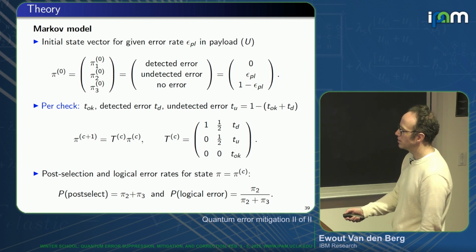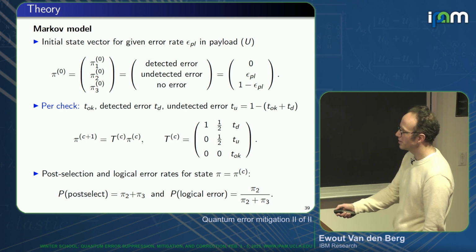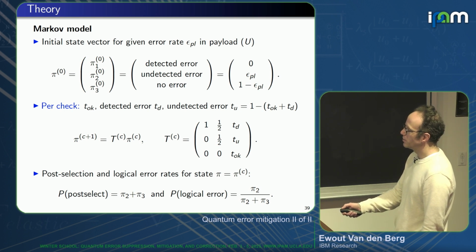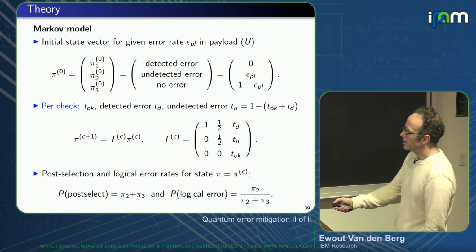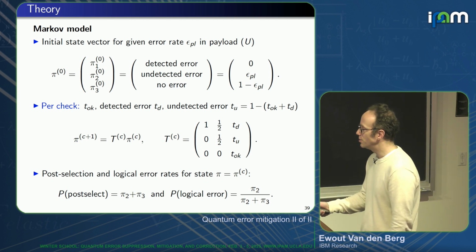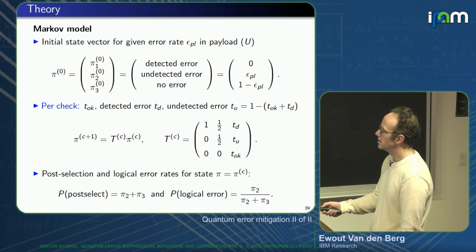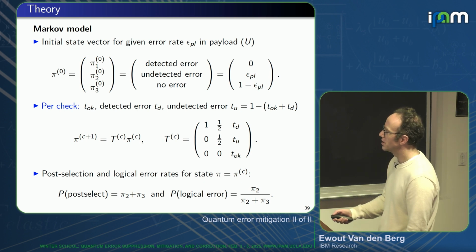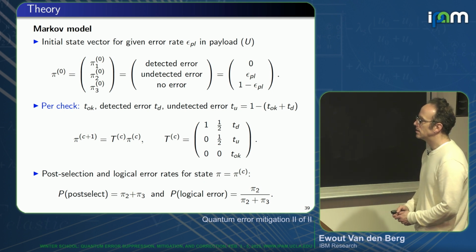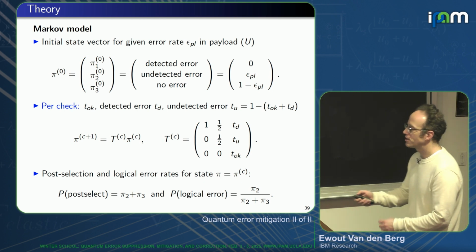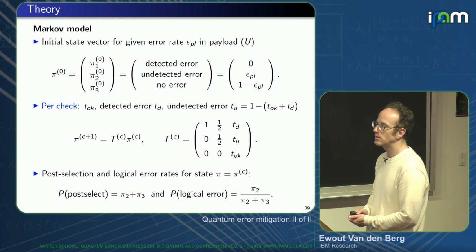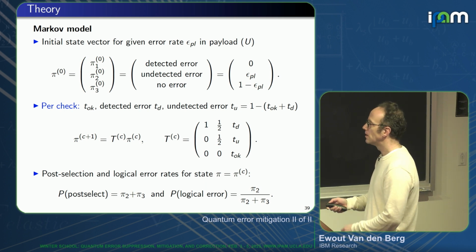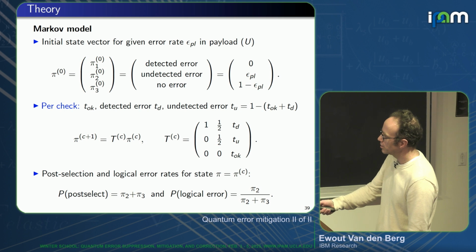This is just, if there was no error, you stay there. If there was an undetected error, and there's an undetected error in the check, let's see, you map to the undetected error, plus there's a chance that there was an error actually, but you didn't detect it with a 50% chance. So this is the way you update your system.